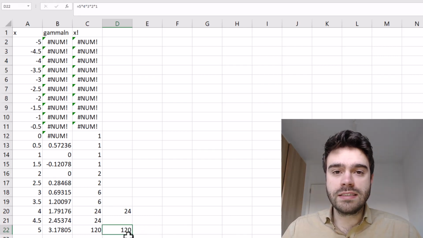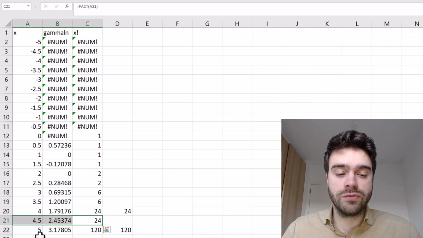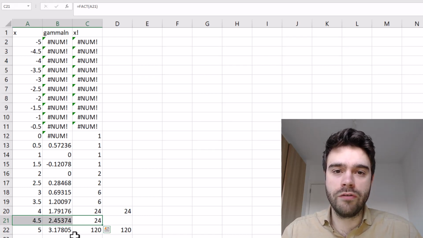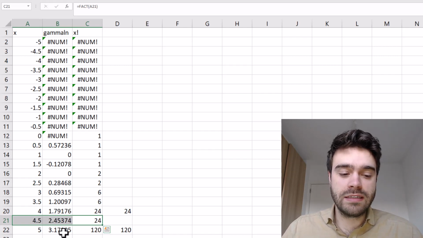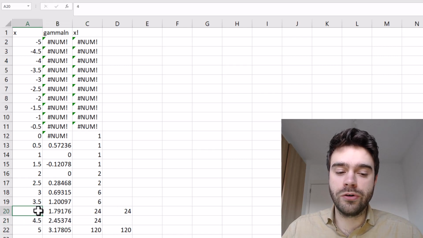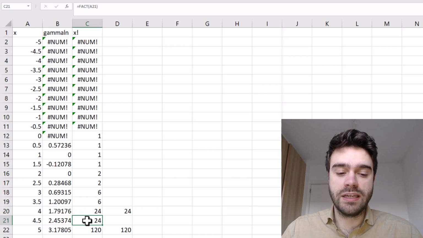One thing you can see is that with the FACT function in Excel, we are actually getting results for decimal numbers. This is normally not allowed in math, as we cannot take a factorial of a number that has a decimal. So Excel is being a bit liberal here, rounding down this 4.5 to a 4 and then taking the factorial of that whole number, resulting in 24.